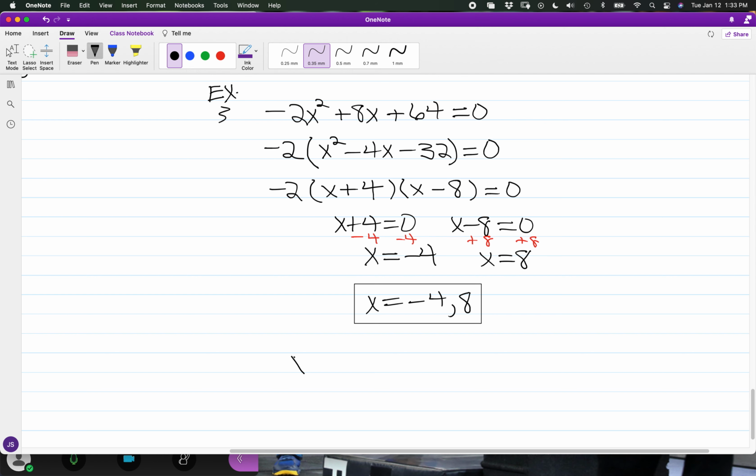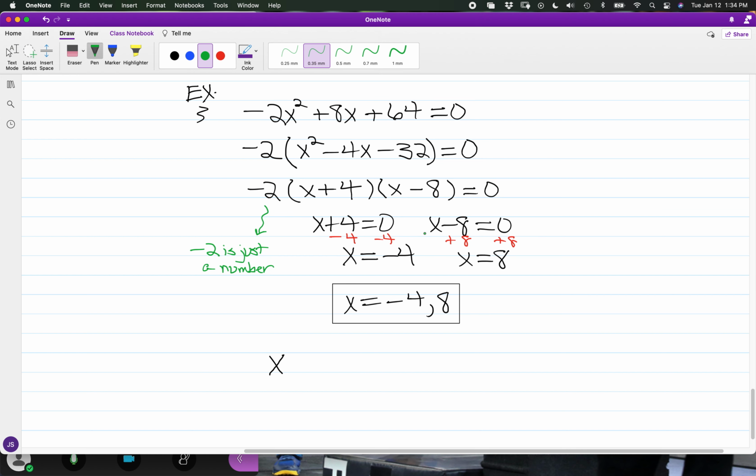Where did the negative 2 go? You could have divided the equation by negative 2, but the reason I didn't involve it is that negative 2 is just a number. In other words, it's not doing anything with x from here on out. It's just a constant. So you could just throw it away. You don't need it at all.